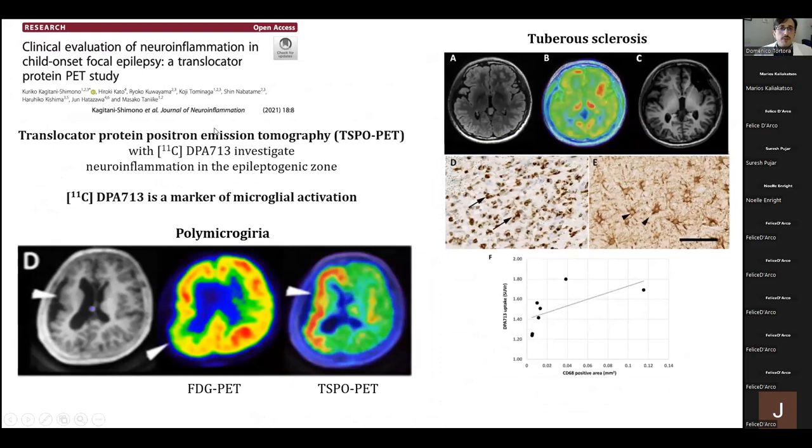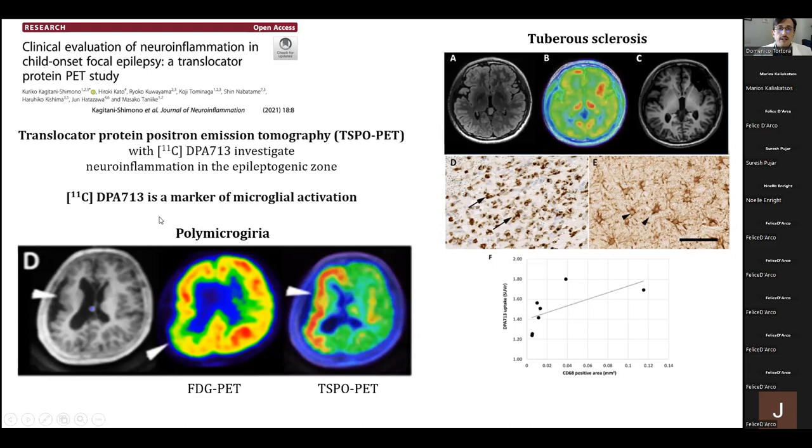Very recently, some important imaging studies have also been published. Now we have some tools that we can use to describe the inflammation in the brain tissues. In particular, we can use this tracer to obtain a PET image. This is called DPA713, which is considered a marker of microglial activation.